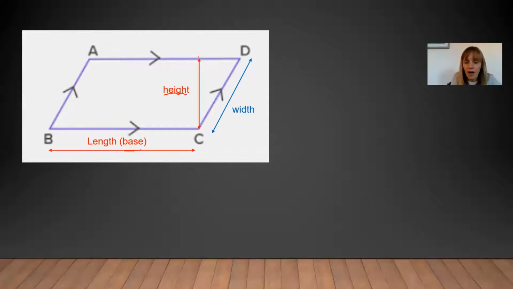Now to work out the height of the parallelogram, can you see that it meets the baseline at a right angle? So if we had a protractor in front of us and we measured that, that would be 90 degrees, okay? Now when a line meets another line at a right angle, that's called a perpendicular line, and this is called the perpendicular height. So we need to know the height and the base in order to calculate the area.